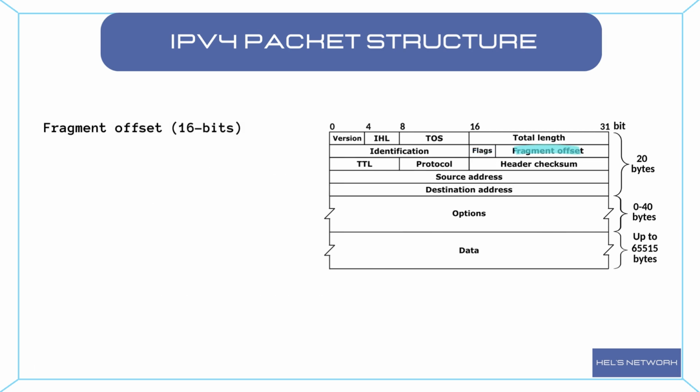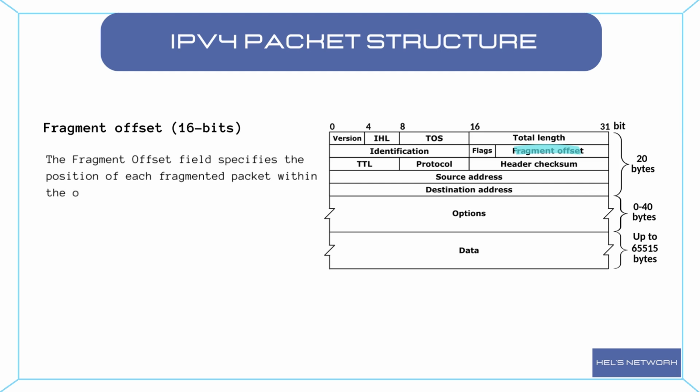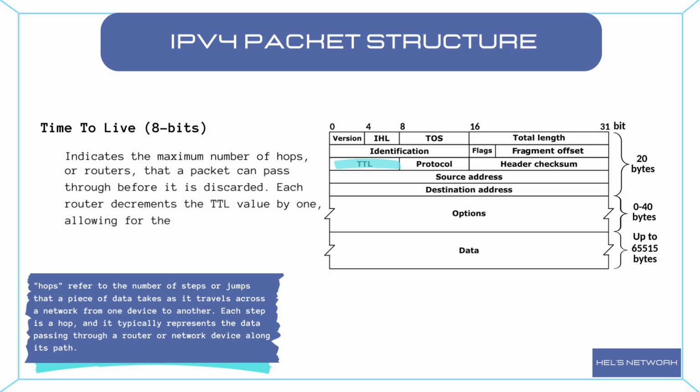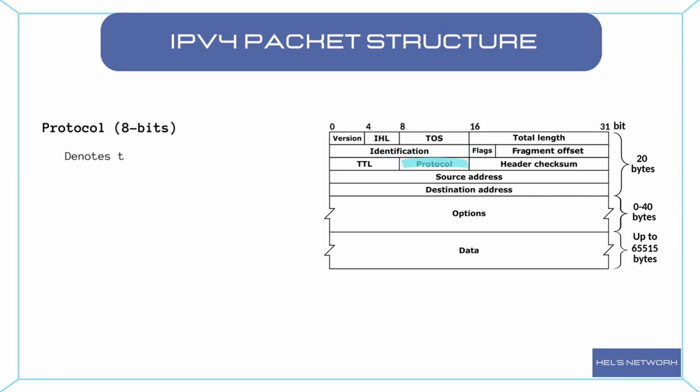In cases where a packet exceeds the maximum transmission size of a network, it may be fragmented into smaller units. The fragment offset field specifies the position of each fragmented packet within the original data stream, enabling the destination device to reassemble them correctly. The time to live field indicates the maximum number of hops, or routers, that a packet can pass through before it is discarded. Each router decrements the TTL value by 1, allowing for the detection of routing loops and preventing packets from circulating indefinitely.